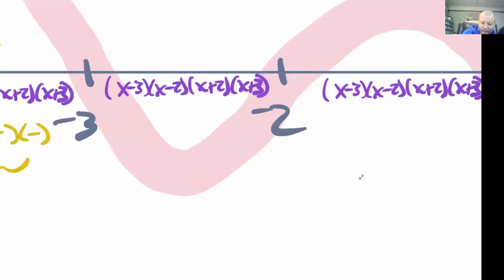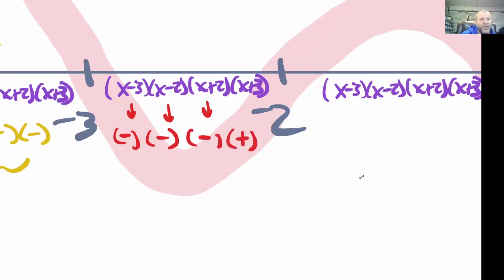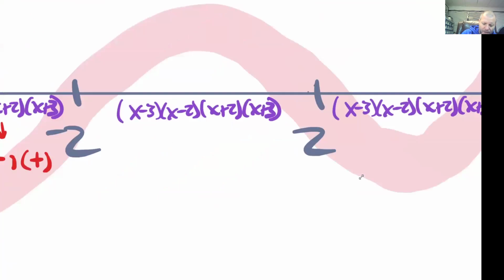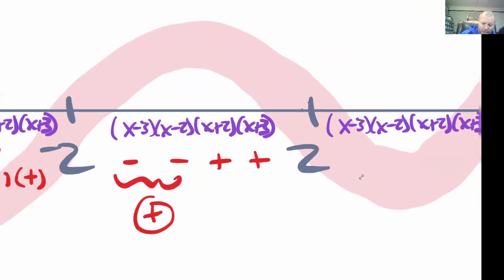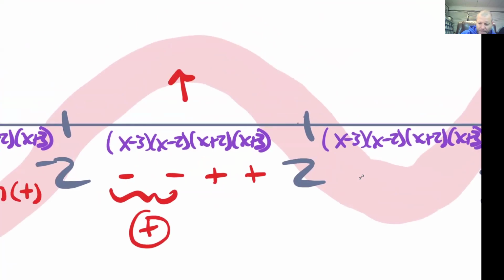If I plug in something between negative 3 and negative 2, like negative 2.5, negative 2.5 minus 3 is going to be negative. Negative 2.5 minus anything is going to be negative. Negative 2.5 plus 2, that's still going to be negative. Negative 2.5 plus 3, that's going to be a positive. We have an odd number of negatives, so our derivative is negative, which means our function is decreasing. If I throw in something like a 0 here, I'm going to get a negative, negative, positive, positive. Two negatives, so we're going to get a positive, which means our function is increasing.